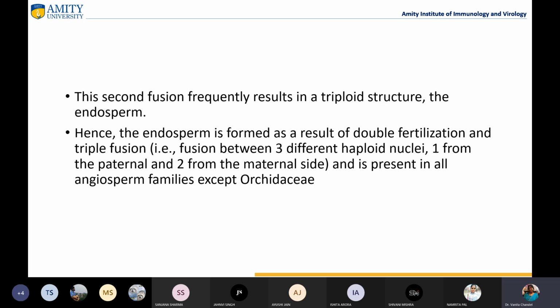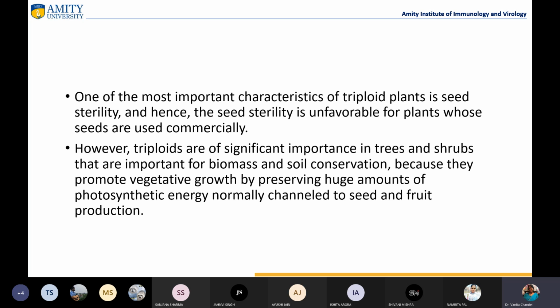And we know the function of the endosperm, right? The endosperm is formed as a result of double fertilization and triple fusion, and is present in all angiosperm families except one family, which is the Orchidaceae family. So one of the important characteristics of a triploid plant is seed sterility, right? So seed sterility is definitely not very beneficial for those plants where seeds are commercially used. So in those plants, we cannot use this technique.